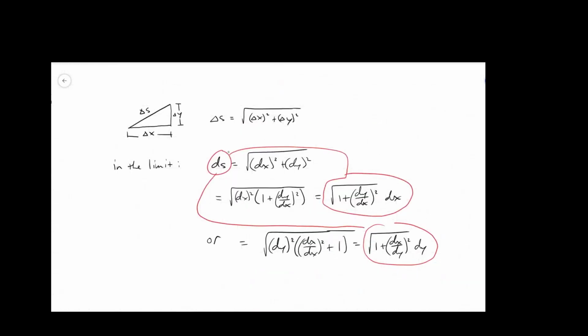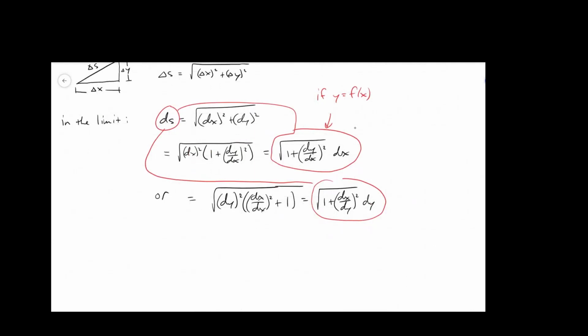If you define your function y equals f of x, right? Then that's the one you would use because it ends in a dx. If you define your function x equals f of y, well, then this would be the one that you would use because, again, it ends in the dy rather than the dx. Okay? So this sort of just condenses these formulas really into just two, and then you just have to interpret what ds actually is.